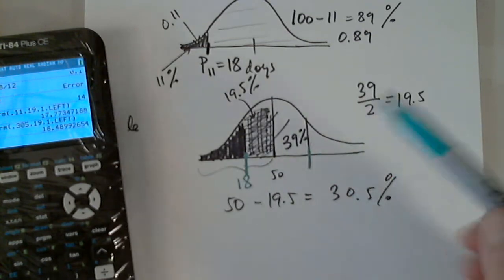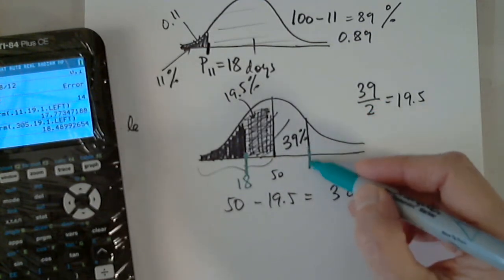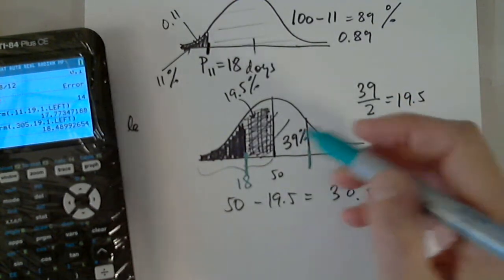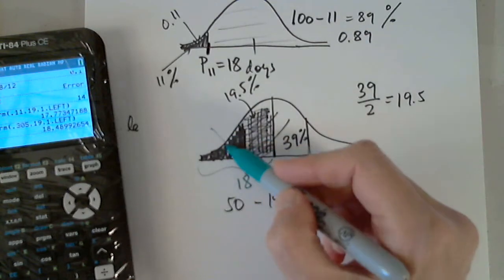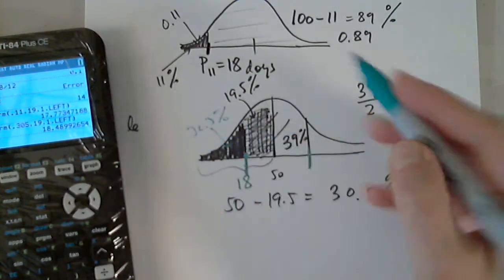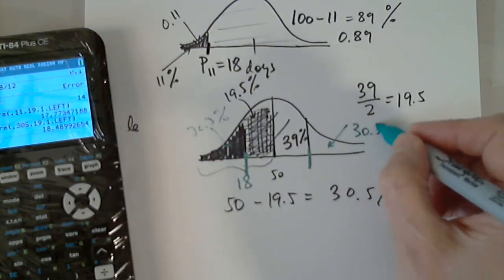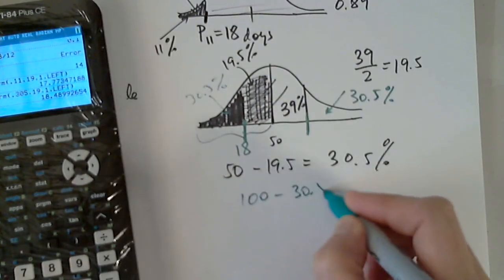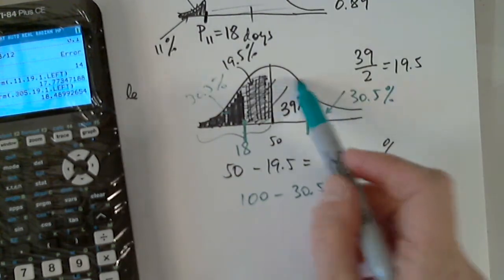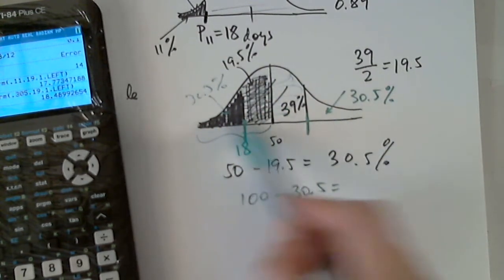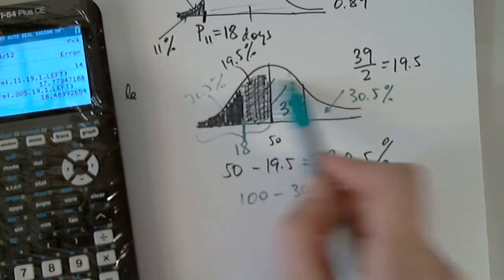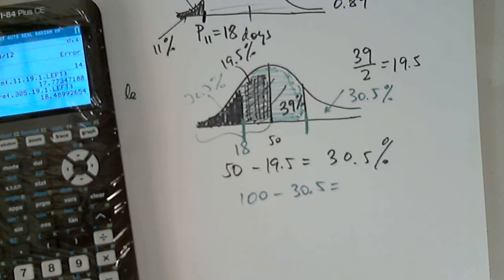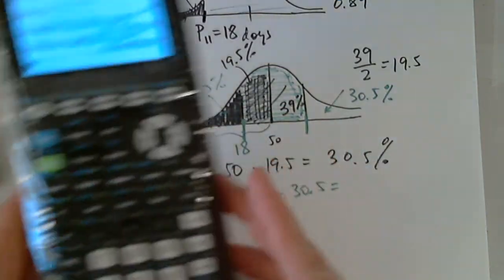If you want to determine the other one, you can. It has to be symmetric, but let's say we want to determine it. So this piece, if this one is 30.5%, this piece has to be 30.5%. And you just subtract from 100, that's one way. And you will enter in the calculator this area now to the left. That's for the older calculators.